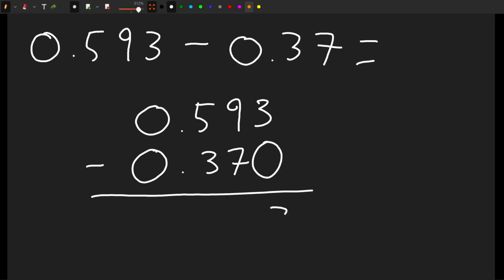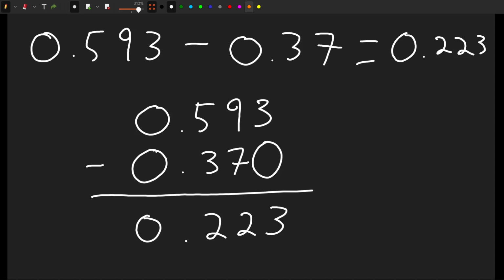3 minus 0 is 3. 9 minus 7 is 2. 5 minus 3 is 2. And 0 minus 0 is 0. Okay. And so we are left with 0.223.